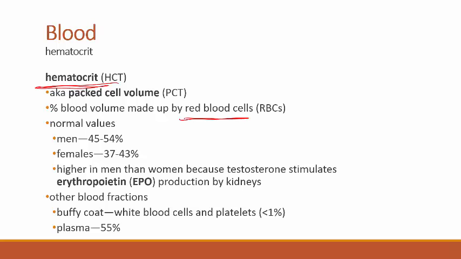In females, women, hematocrit is a little bit lower, 37 to 43% of blood volume is made up by red blood cells. And the reason there's a difference between men and women is because testosterone has a really stimulating effect upon a specific hormone that's produced by the kidneys. So when the kidneys notice that blood oxygen concentrations are getting a little low, then they will squirt out some erythropoietin, EPO.